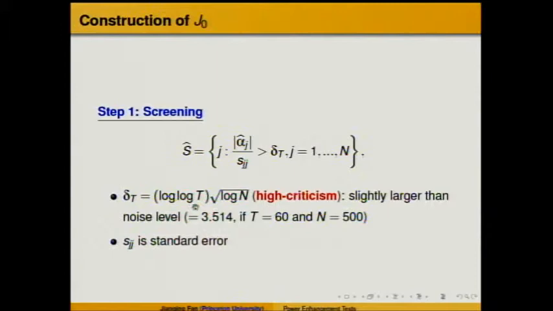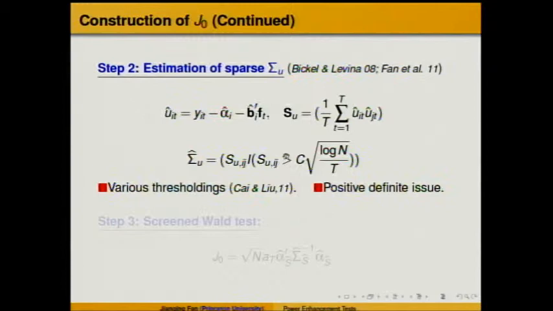In particular, for the application that we are going to apply, T will be equal to 60 monthly data and 500 stocks. So the critical value will be about 3.5. Okay, so this is the first step. You do screening. So you only focus on those stocks which have hope to have positive alpha. You only choose those assets that we hope have some positive alpha.